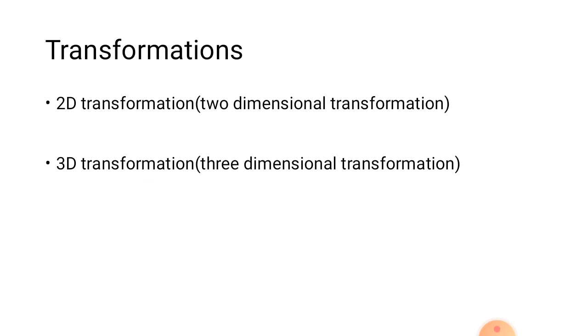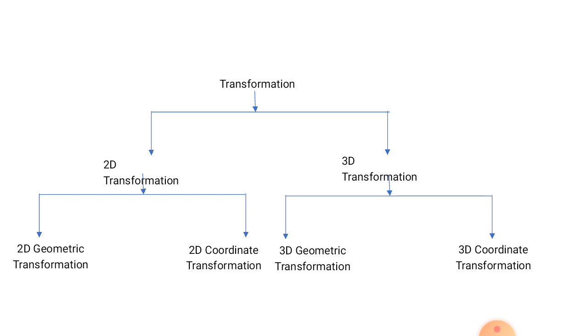There are two types of transformation, two-dimensional and three-dimensional transformation. That is, the transformation can be divided into two types: 2D transformation and 3D transformation. In 2D transformation, we have 2D geometric transformation and 2D coordinate transformation. And three-dimensional transformation is divided into 3D geometric transformation and 3D coordinate transformation.